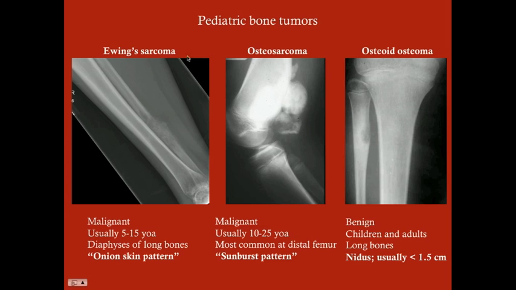So Ewing sarcoma and osteosarcoma are the two primary bone tumors that we see. They only happen in pediatrics, possibly very young adults. Secondary bone tumors are the tumors that we see in older adults. That could be multiple myeloma, affecting the bone marrow, or it could be metastasis to the bone.